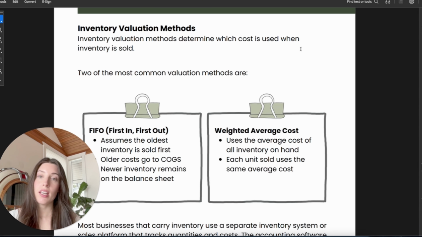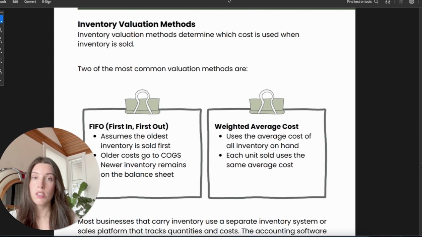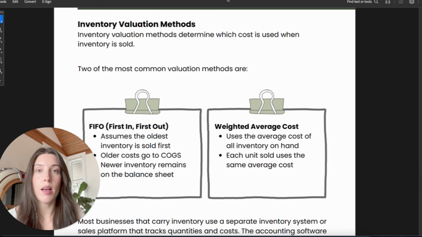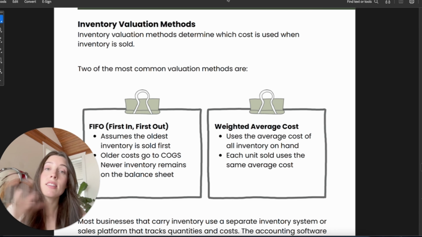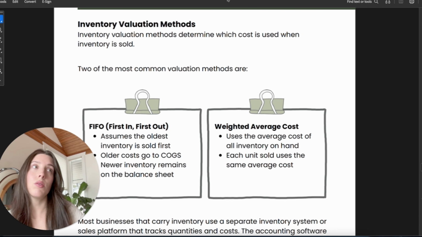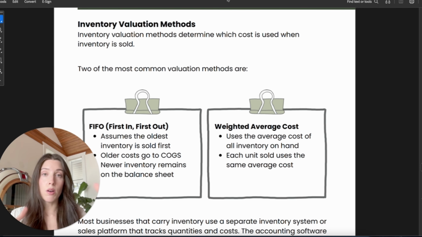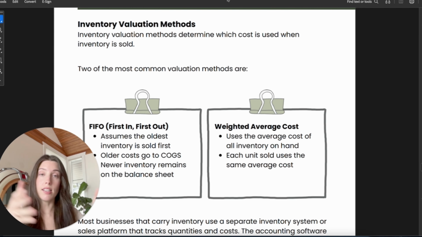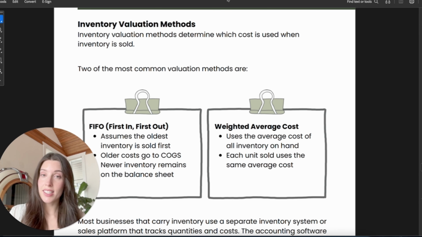Now let's talk about inventory valuation. There are multiple methods to value inventory on your books. The reason we do this is because oftentimes, let's go back to the journals example, maybe you buy 500 journals at a cost of $2 per journal, and then the next time you reorder, maybe it's $2.50. And now you have sitting in your warehouse some journals at $2 and some journals at $2.50.